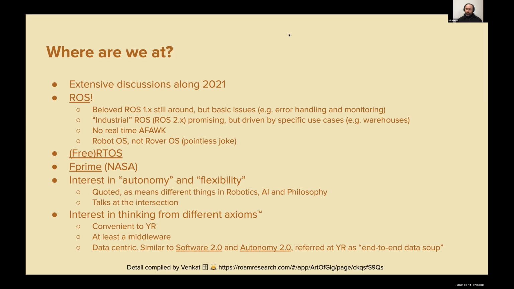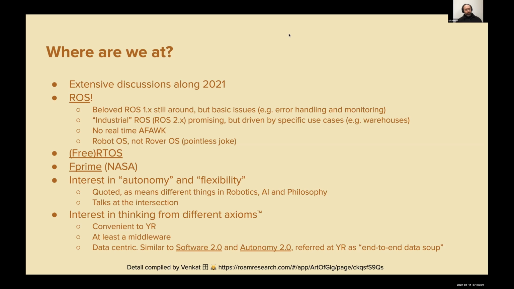Especially when we think about things like error handling and monitoring, it's a lot of work to get them to work in a project. I won't go into detail here, it's just glossing over the topics that we came across last year.